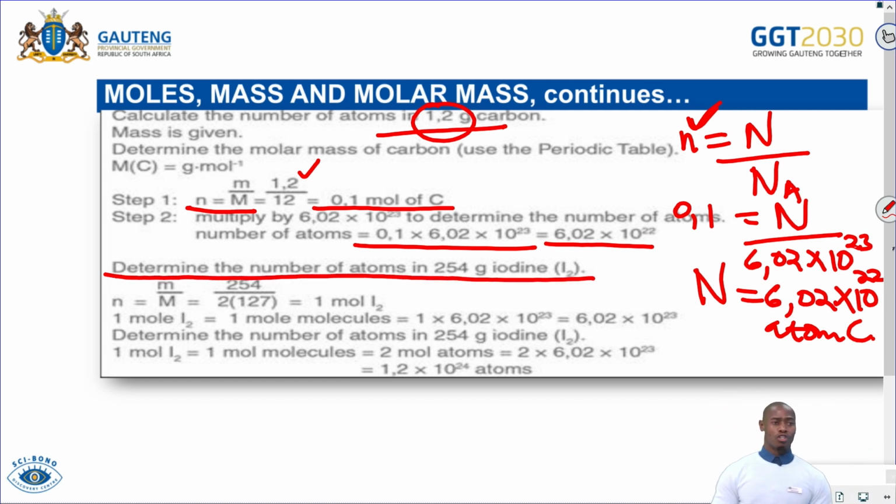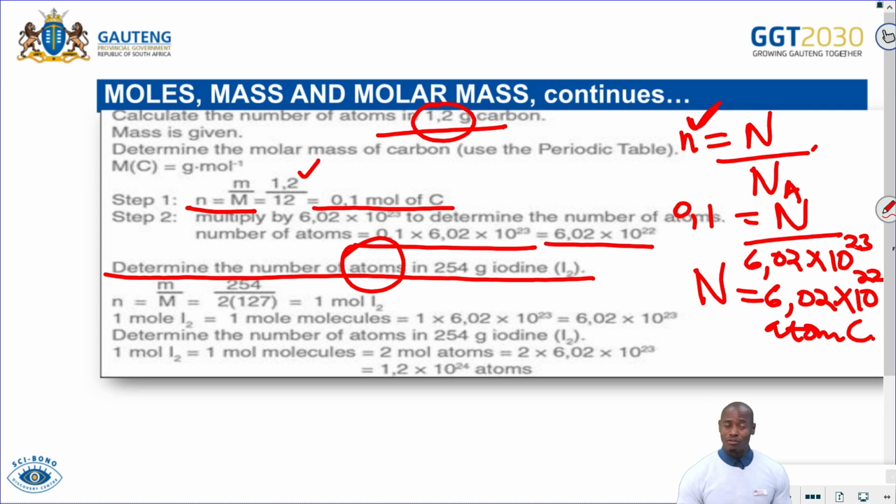Then another example here. Determine the number of atoms in 254 grams of iodine. Iodine is a diatomic molecule. It's I2, the chemical formula. So they are looking for the number of atoms again. Are we given the number of moles so that we can go straight to that equation? No, we are not given the number of moles.